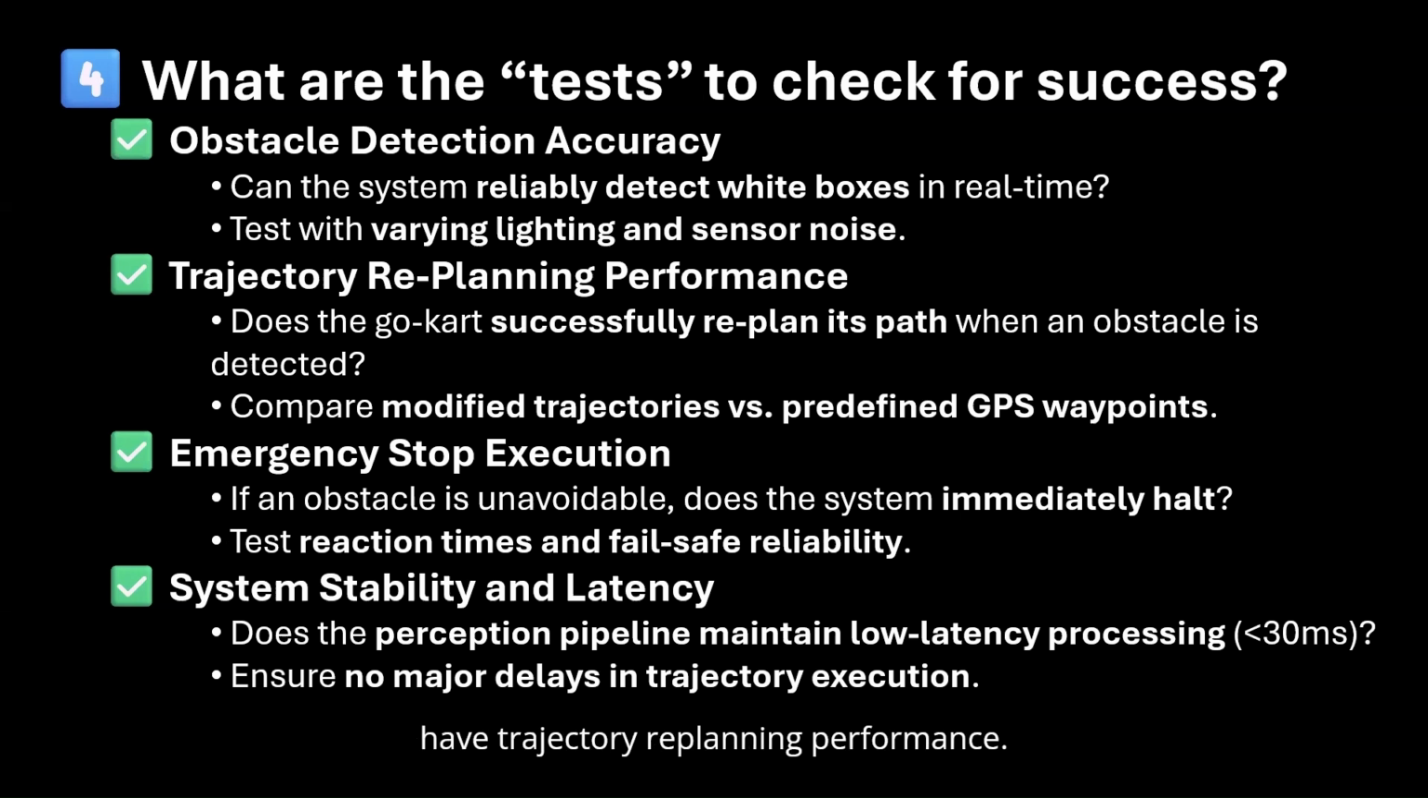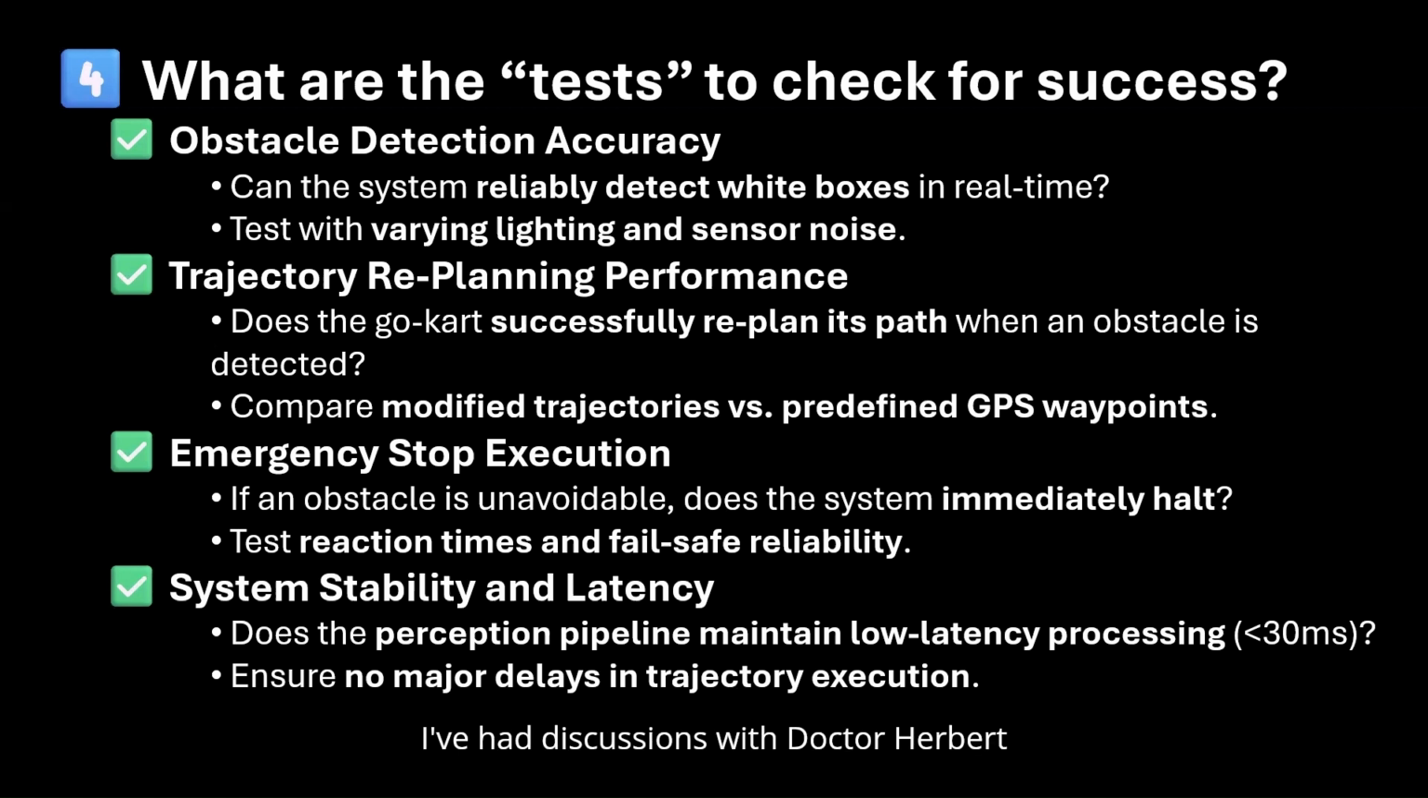And then we have trajectory replanning performance. Like I said, trajectory replanning is a more complex subject, but this would be: does the go-kart successfully replan its path when an obstacle is detected? We would need to compare modified trajectories versus predefined GPS waypoints, the pure pursuit controller, as it was described to me. We have the emergency stop execution, which I believe is going to be the main focus for me the next 5 weeks. I believe that's a more manageable project. If an obstacle is unavoidable, does the system immediately halt? We need to test the reaction times and fail-safe reliability.